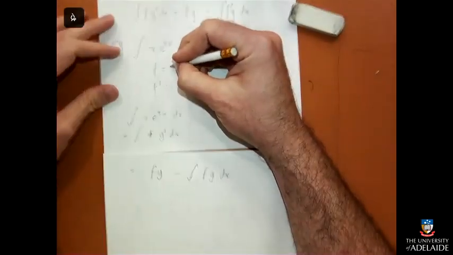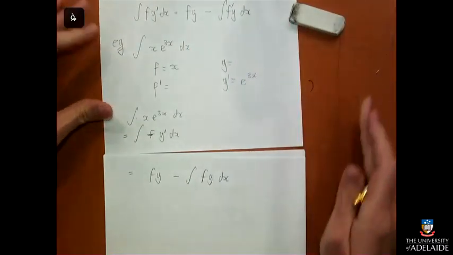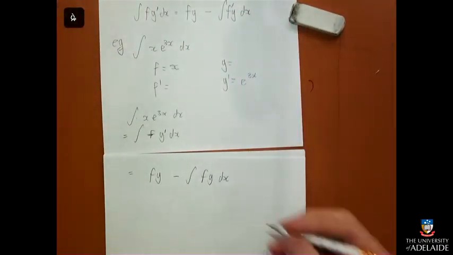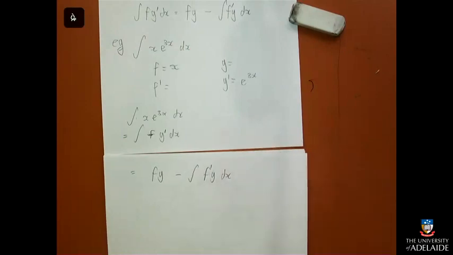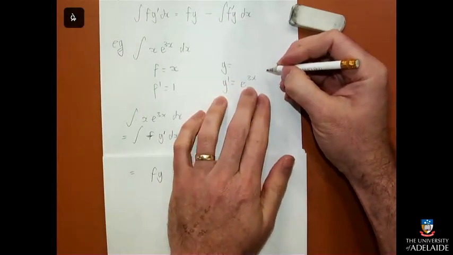Okay, so I've got x and e to the 3x. That's what I've decided. There we go. I've now made my decision. Now that I've made my decision, I can just track everything through. F is x, so f dashed is 1. G dashed is e to the 3x.